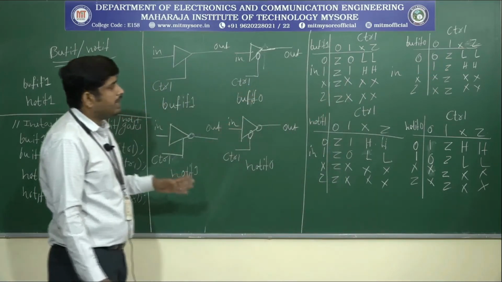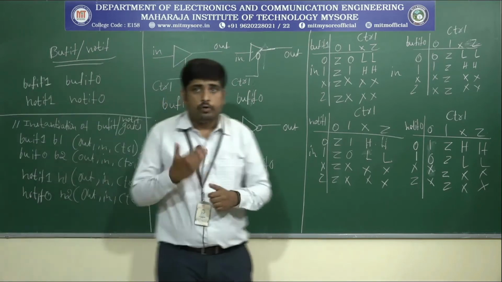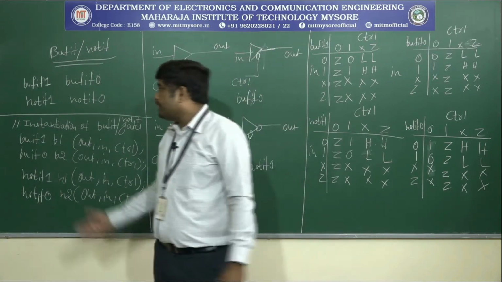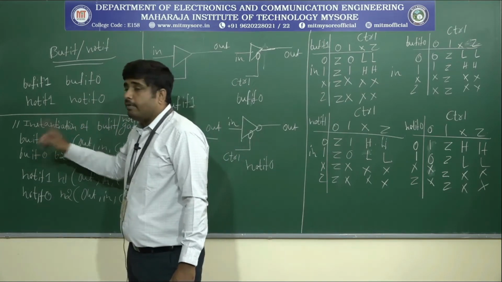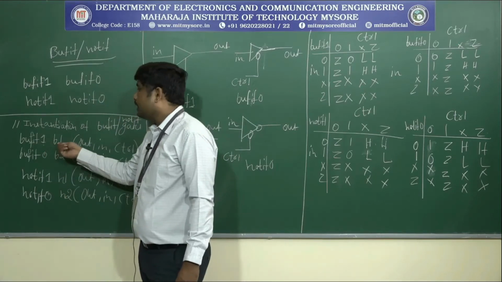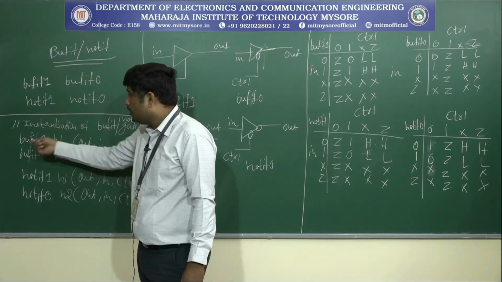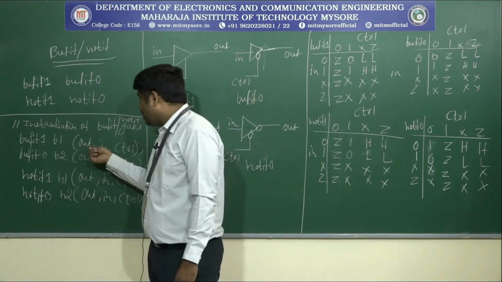After this truth table, next we have to write some instances. It's a very important thing. How to instantiate is the question here. The first one is instantiation of buffer and not gate. bufif1 is a predefined word. The name of the primitive is B1. First we write the output, that is out.